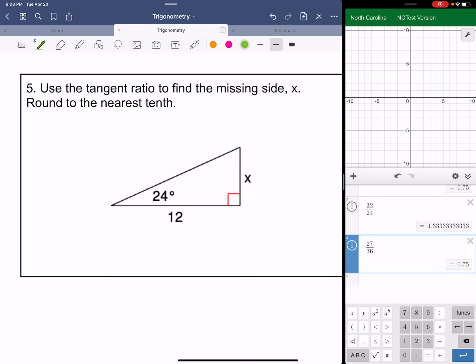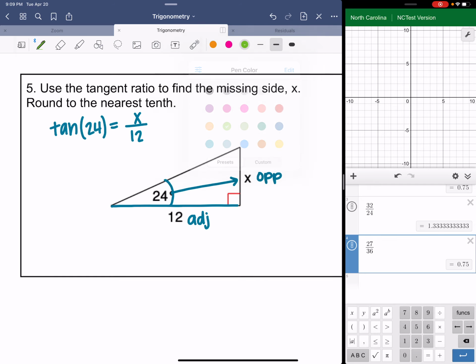Okay, number 5 and 6, we are going to use the tangent ratio to solve for a missing side. So with the angle that's given, we have the opposite side and we have the adjacent side. That alone, without even being told, tells us to use tangent because we have opposite and adjacent. So we're going to set up our trig ratio. The tangent of 24 degrees is equal to the opposite over the adjacent.